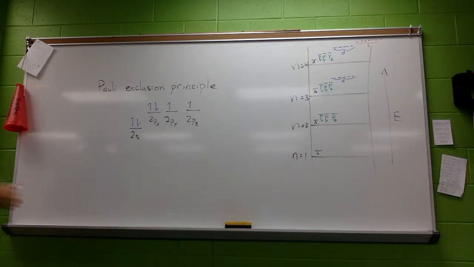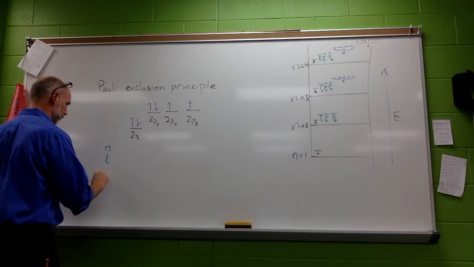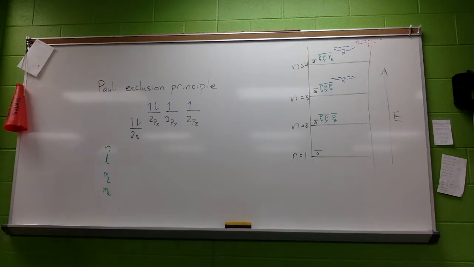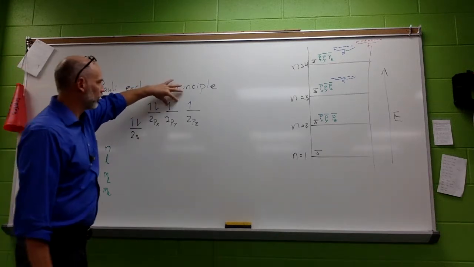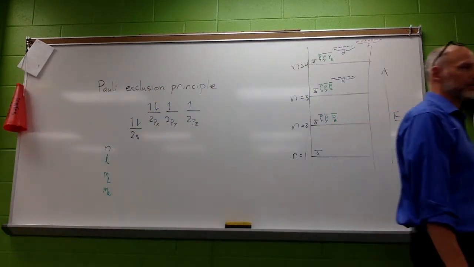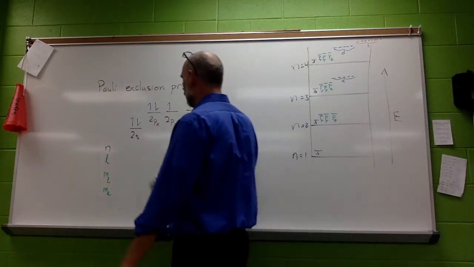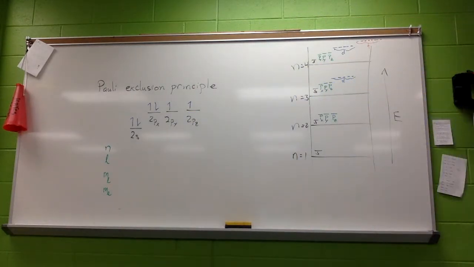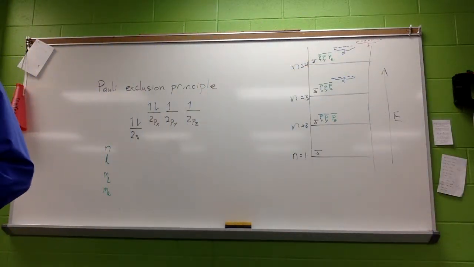Just for fun, okay, what we're going to do is we're going to determine the quantum numbers for each of these electrons. You remember the symbols for those quantum numbers are N, L, M sub L, and M sub S. All right. Just for some fun so we can practice this.